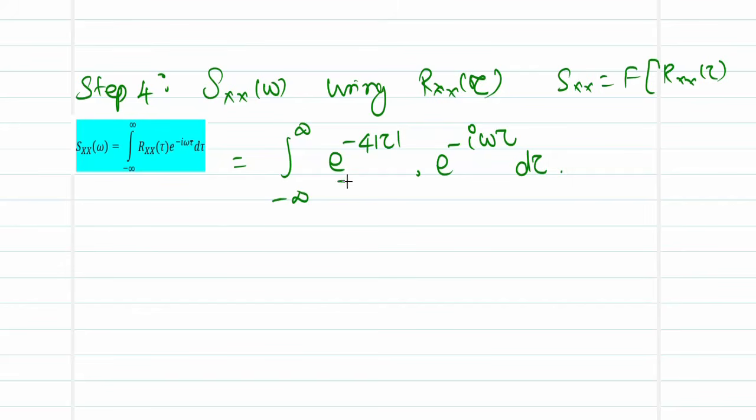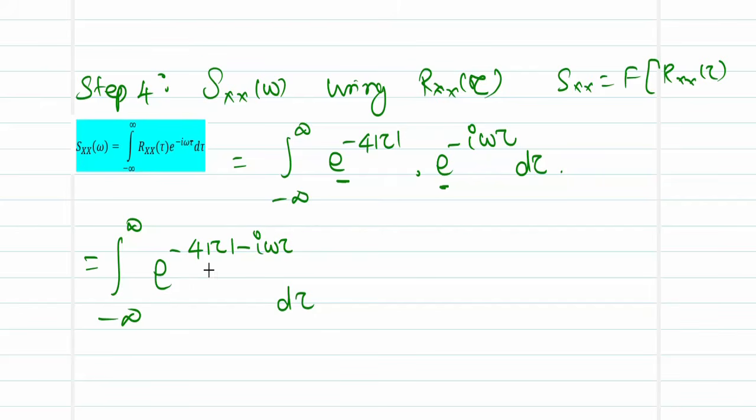Now this is going to be exponential, this is going to be exponential, so I can club both of them: the integral from minus infinity to infinity of e power minus 4 into modulus of tau minus I omega tau d tau. This is using my hint number 1. Whenever the base is e, you can club them.